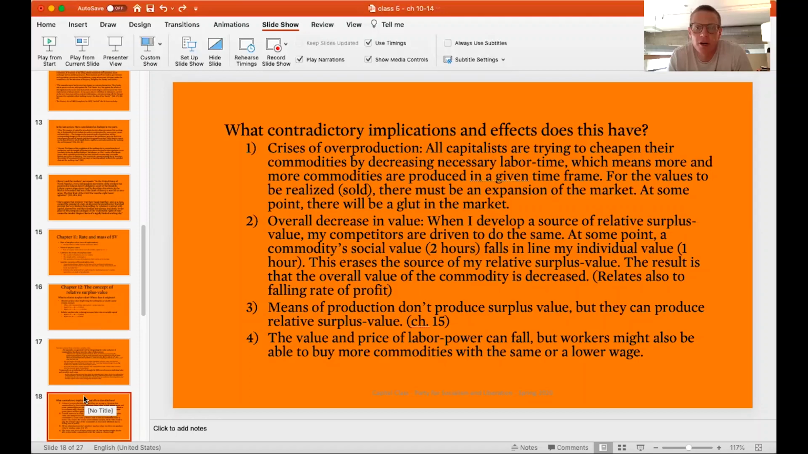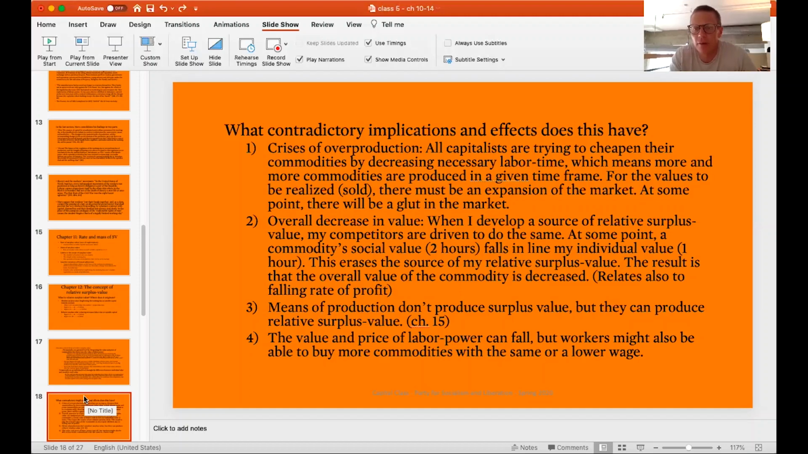It leads to overproduction, because all the capitalists are trying to shorten necessary labor time. And when they shorten necessary labor time, they decrease the value of the individual commodities. So they have to sell more of them, which leads to more and more commodities until at some point there's a glut. There's also then an overall decrease in value, right? I develop a source of relative surplus value, but my competitors do the same, because they have to remain competitive. And so at some point the socially necessary labor time required for commodity X falls from 2 to 1. So there's less value embedded in each commodity, and the overall value of the commodity is decreased.